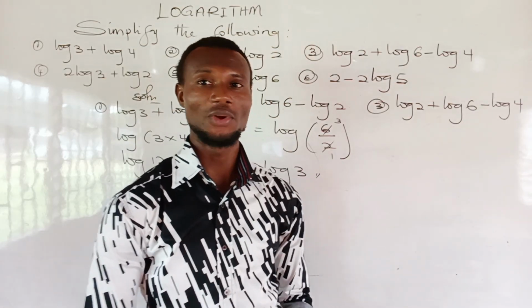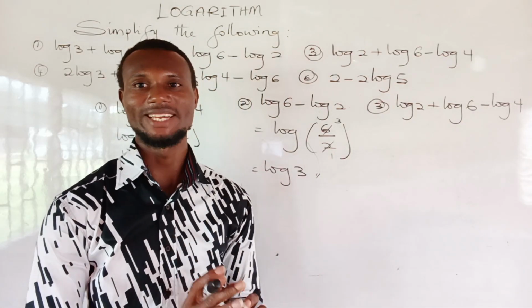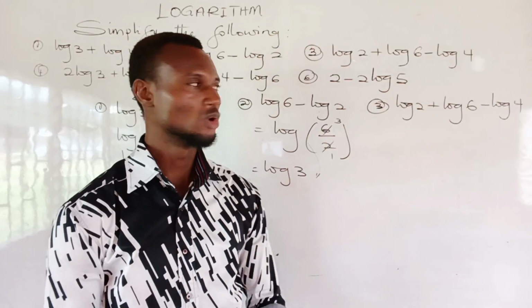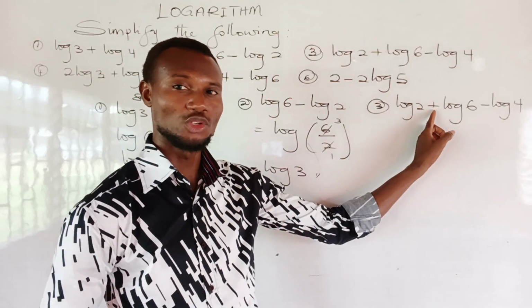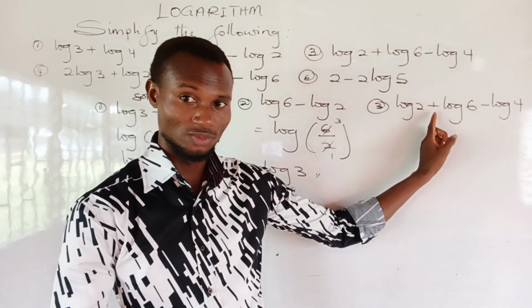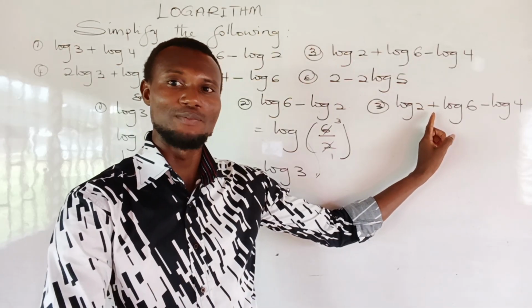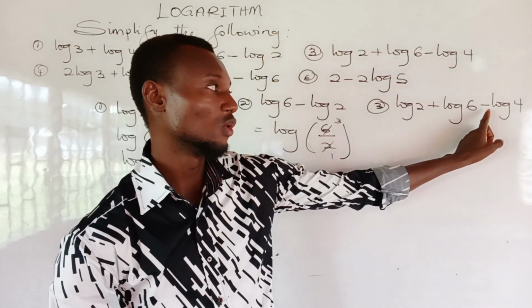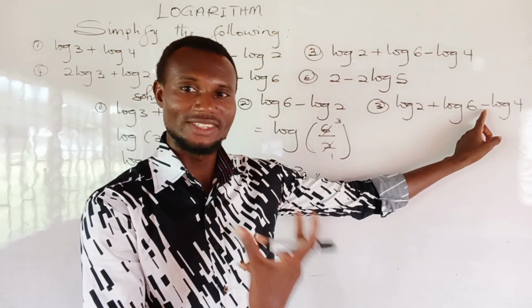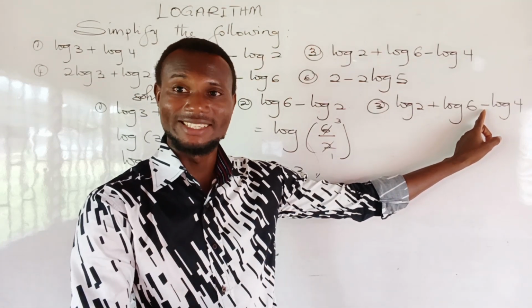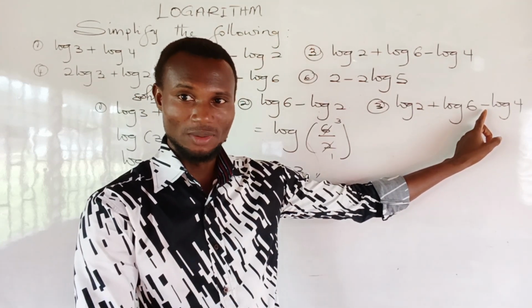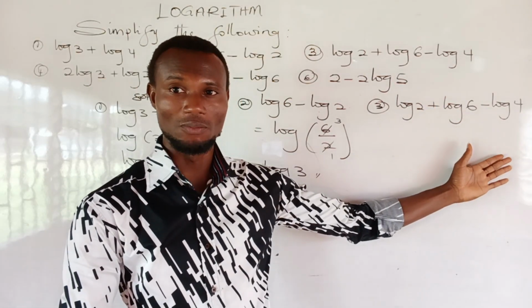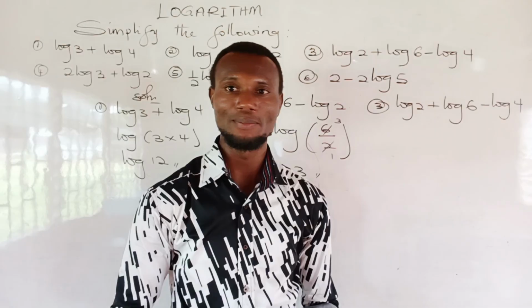So it means you are going to apply both the product rule and the quotient rule. When you see addition, what should come to mind is the product rule, because the product rule can be written in addition form, as we learned. When you also see the minus sign, what should come to mind is the quotient rule, because the quotient rule can be expressed in subtraction form. Okay, just a quick recap on it.